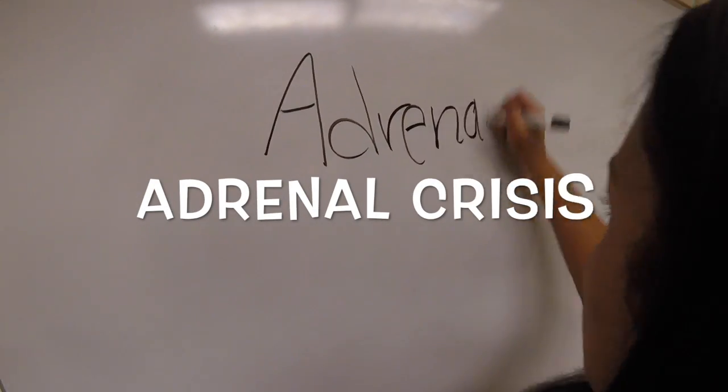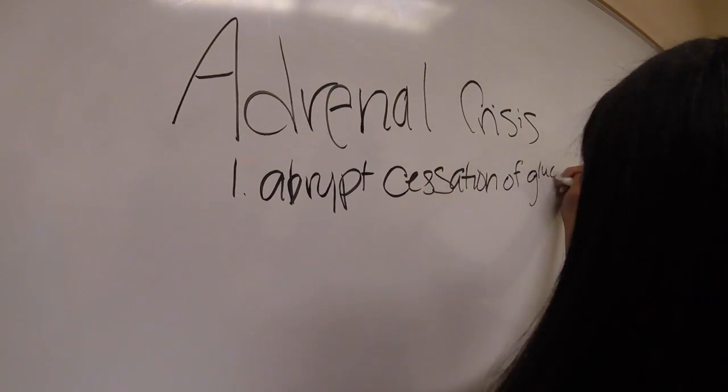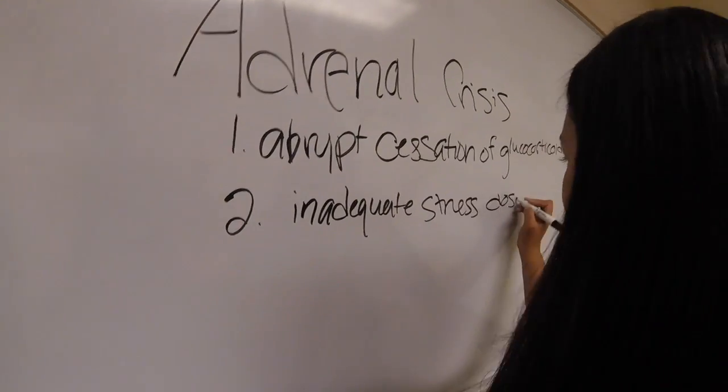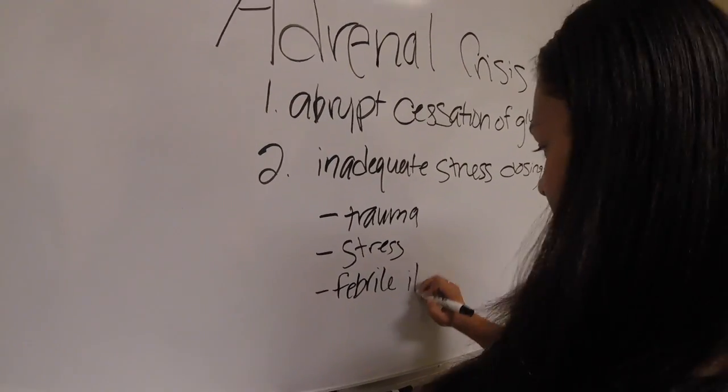Adrenal crisis is defined as a sudden insufficiency of adrenal hormone secretion and synthesis. This results from abrupt cessation of glucocorticoids or inadequate stress dosing for febrile illness, stress, trauma, or surgery.